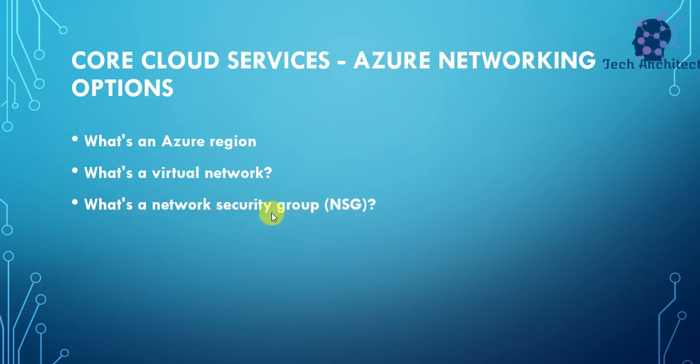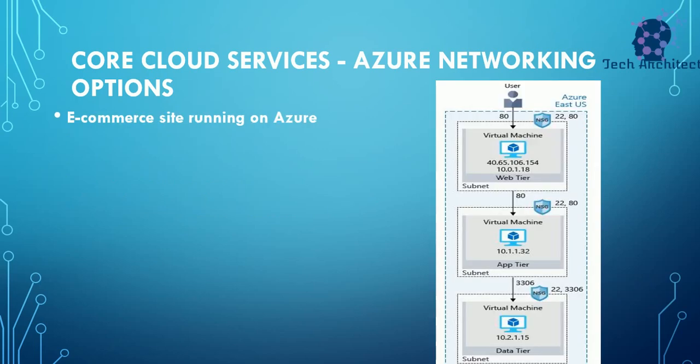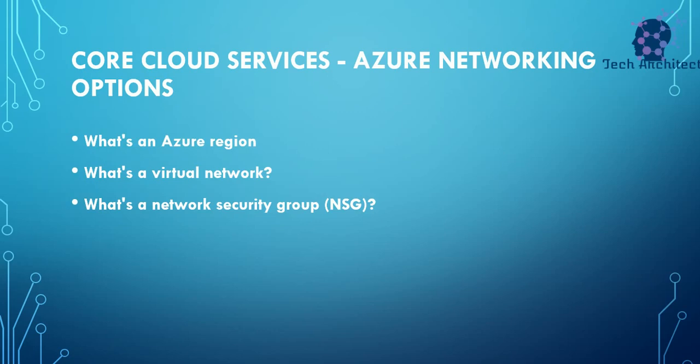And here we see what a network security group is. In our last slide we saw the NSG. It allows or denies inbound network traffic to your Azure resources, as a cloud-level firewall for your network. The web tier allows inbound traffic on port 22 SSH and port 80 HTTP, as you have seen here. NSG allows both ports.